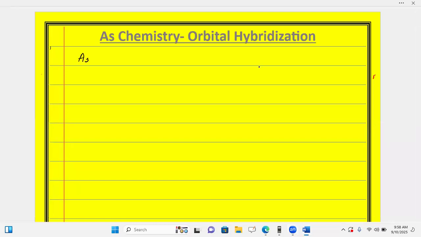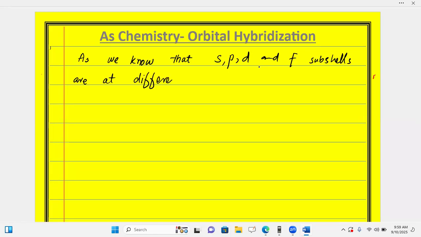As we know that S, P, D, and F subshells are at different energy levels.